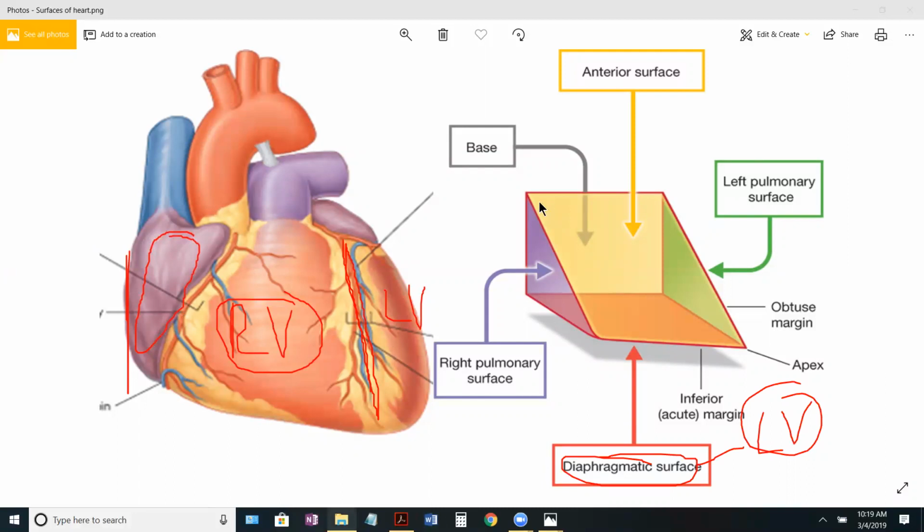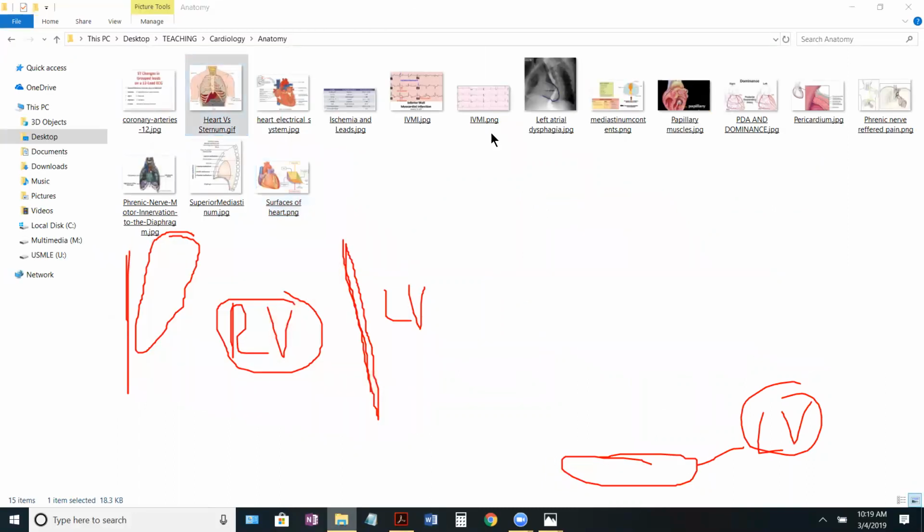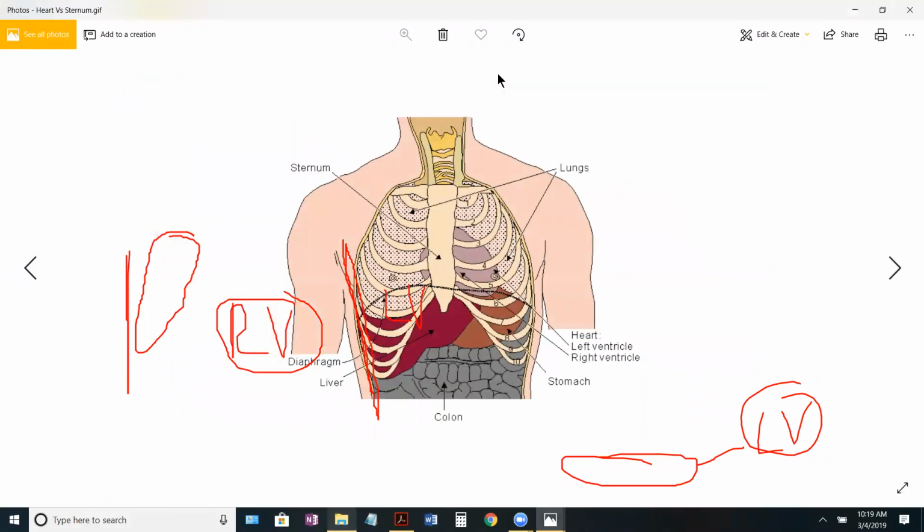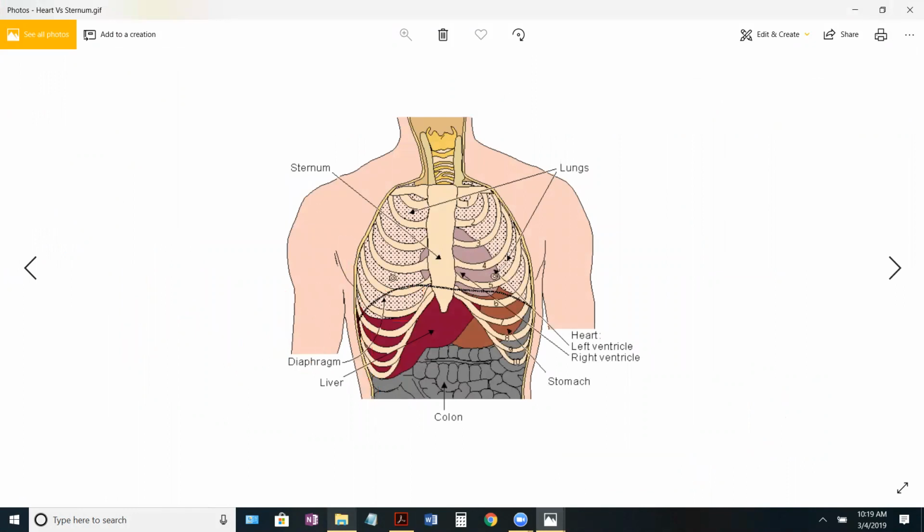If you see the surface of the heart in comparison to how the sternum is placed in front of the heart, then this is the picture. And one of the questions they ask you is that if a person has a stab wound just towards the right side of the sternum, which structure is going to be damaged? So remember that this is the right atrium that we can clearly see.